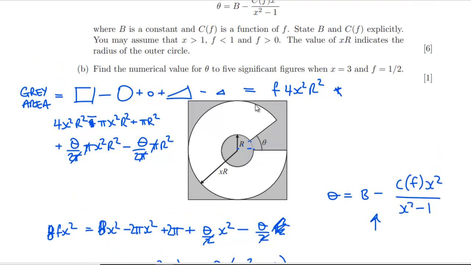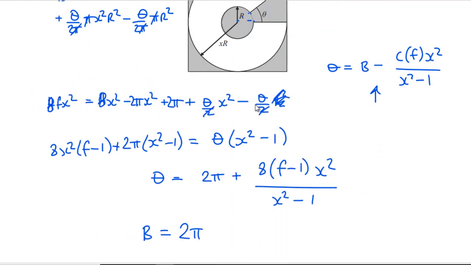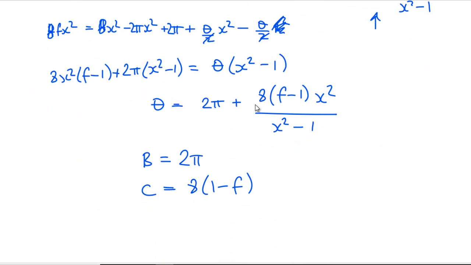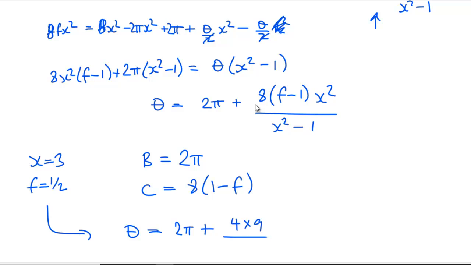So that was quite a nice question to piece together. And oh, there's still more of it. So we've done all of that. Find the numerical value of theta to 5 significant figures when x is 3 and f is a half. So x is 3, f is a half. That means that theta is equal to 2 pi plus, well, we've got 8 times a half, so 4, times 9 over 9 minus 1.